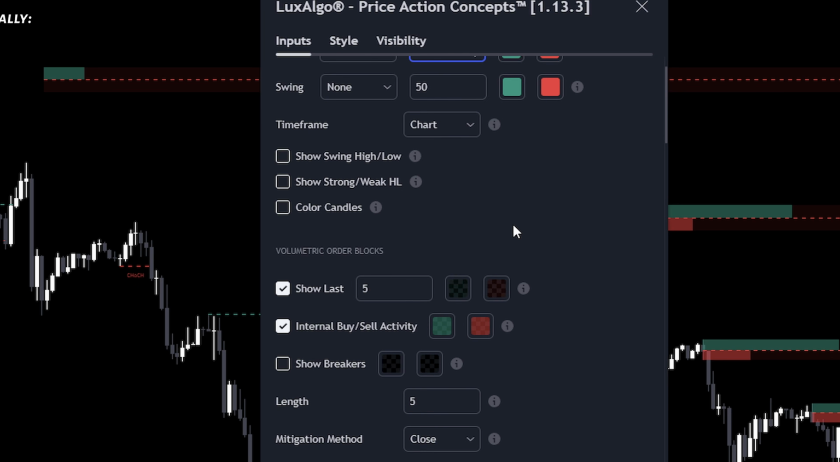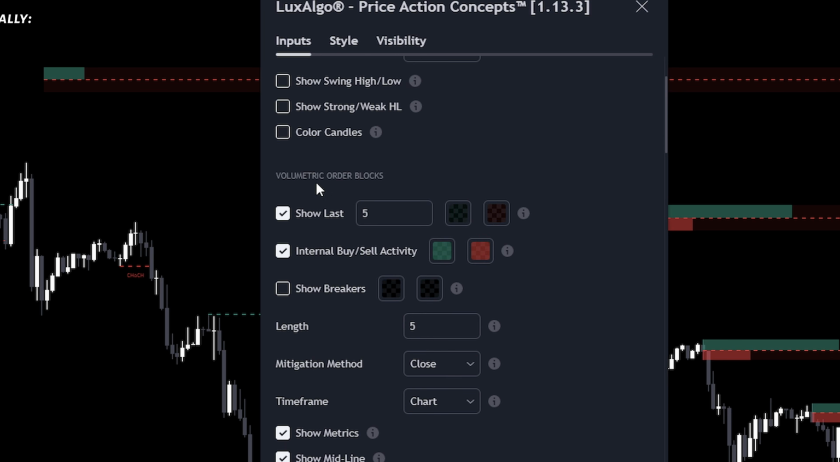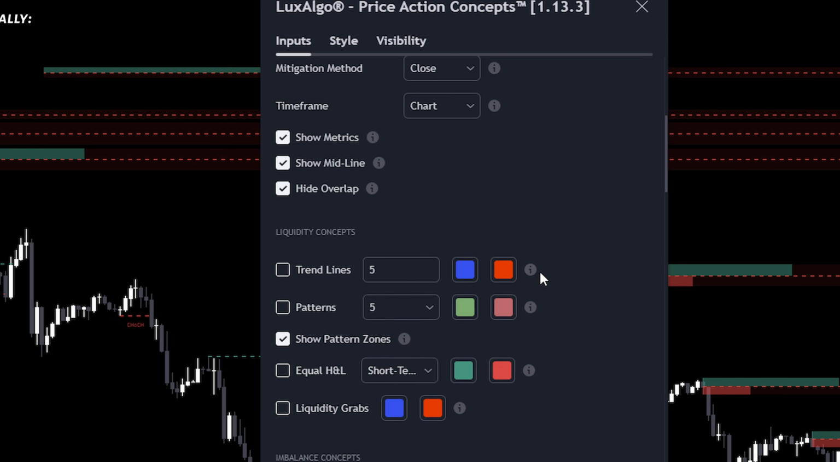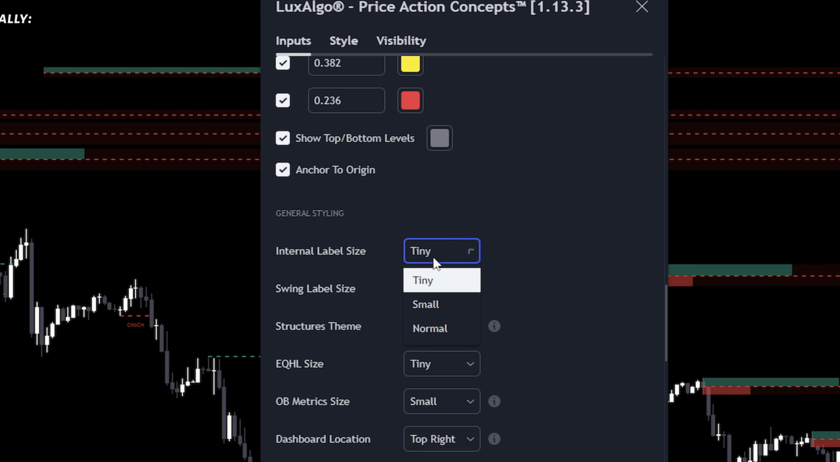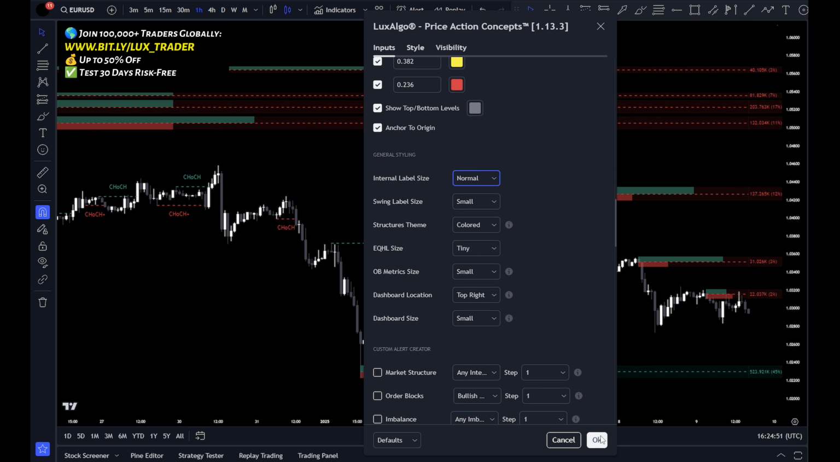Move on to the volumetric order blocks. Enable the Show Last option and set the number of recent order blocks displayed on the chart to 8. This will give you a clear view of the most relevant levels. Finally, scroll down to the General Styling section. Adjust the internal label size to normal to enhance its visibility. Once you've made these changes, click OK to save your settings.